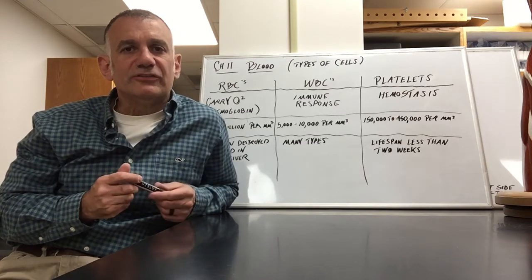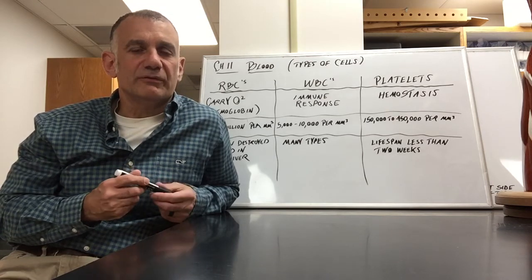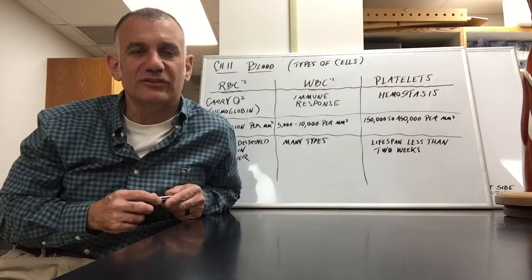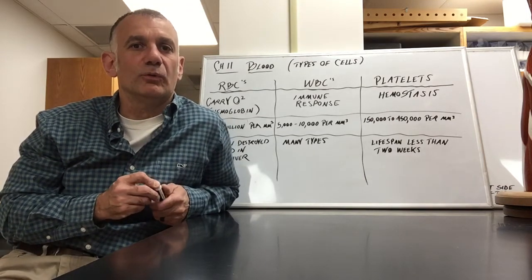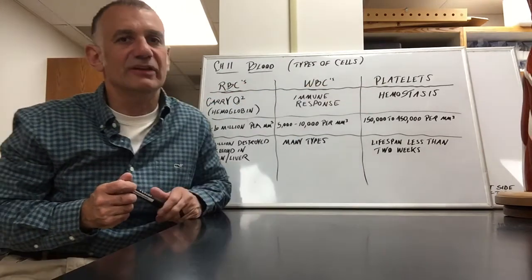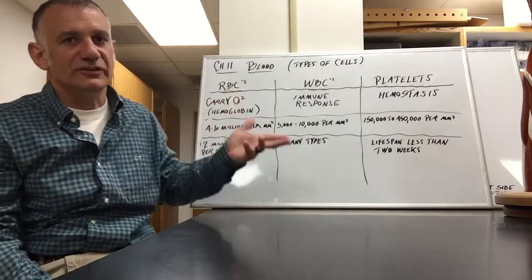All right, we call these collectively formed elements. Not sure exactly where that term came from. I've never looked much into it. It sounds like a very old anatomical term, formed elements, because it doesn't really tell us anything about what we're talking about. But when we look at red blood cells, white blood cells, and platelets collectively, we call them formed elements. Now, red blood cells have a number of different names.